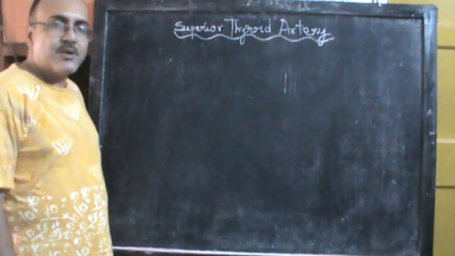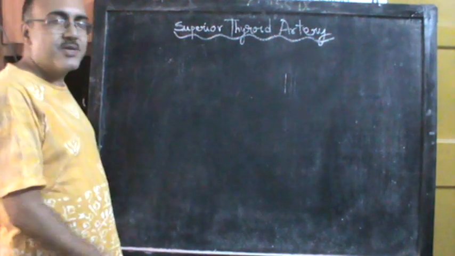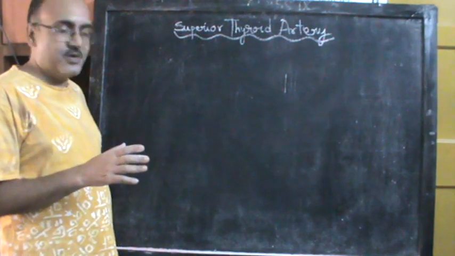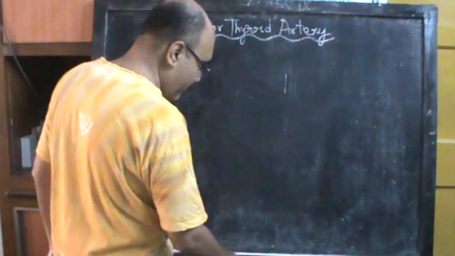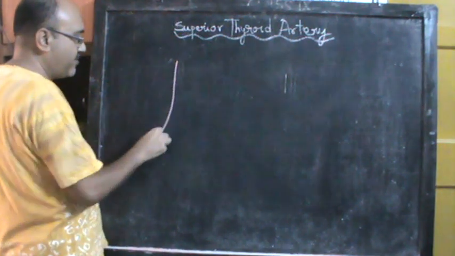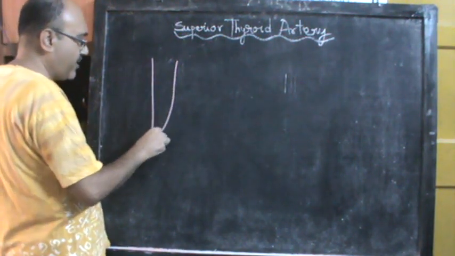Hello everyone, and right now we are going to take a look at the superior thyroid artery, which is one of the most important branches of the external carotid artery. Now let's try to draw it again. So the external carotid artery and the internal carotid artery.